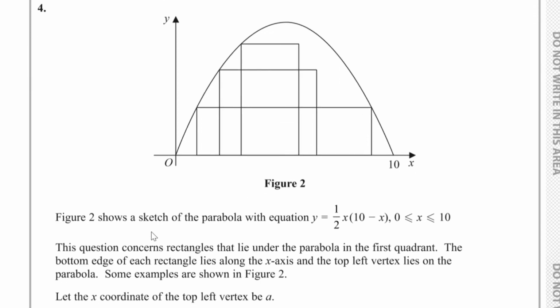Question number 4. Figure 2 shows a sketch of the parabola with equation y equals 1/2 x multiplied by 10 minus x, where x is in between 0 and 10. This question concerns rectangles that lie under the parabola in the first quadrant. The bottom edge of each rectangle lies along the x-axis and the top left vertex lies on the parabola. Some examples are shown in figure 2. So here is an example of a rectangle, and here and here. These lie under the parabola.